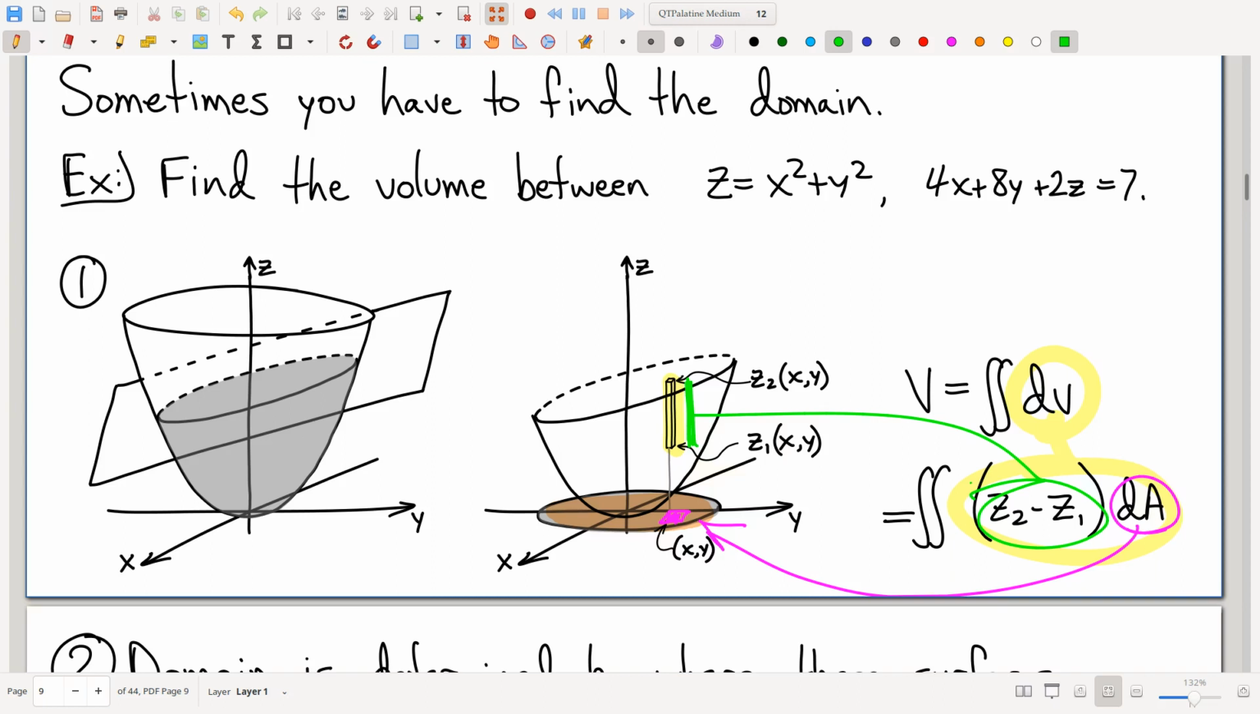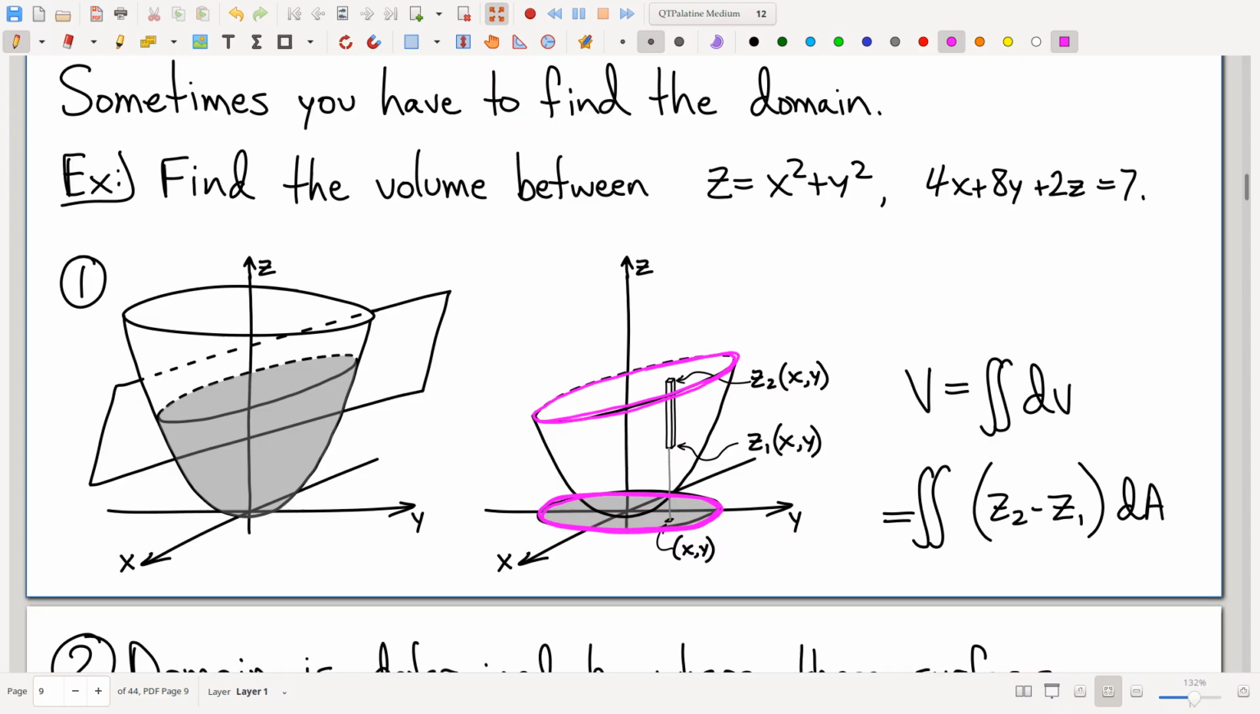But what's weird about this is, notice I do need to know what my domain is. And my domain, I just kind of vaguely wave my hands at, well, it's the shadow down in the xy plane of that thing. What is that? I don't know what that is. It's not given. So you've got to figure it out, and here's how we're going to figure that out. I'm going to point out that it's easy to understand this boundary curve of our domain. That boundary curve is directly underneath this edge of our solid.